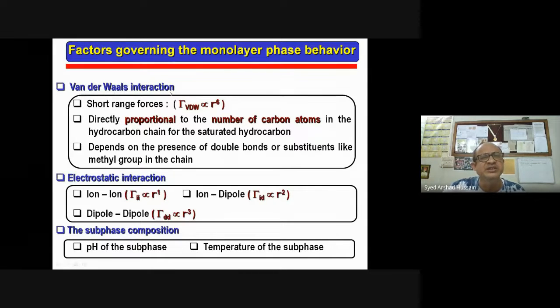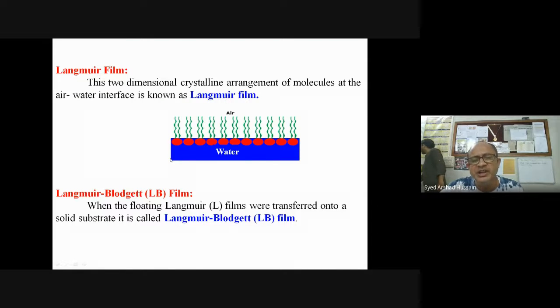Of course, van der Waals interaction is there. These are very short range, and proportional to the number of carbon atoms in your hydrocarbon chains, and it depends on the bondings or structure of your material. And of course, there are electrostatic interactions like ion-ion, ion-dipole, dipole-dipole, and of course the pH and temperature of the surface play a big role in the organization. So in a real case, when you are trying to organize your material, you have to play with these kinds of parameters, and of course you can yield different kinds of structures also. So there is a lot of flexibility, a lot of scope to play with the organization of your material, and indirectly to play with the property of your material.